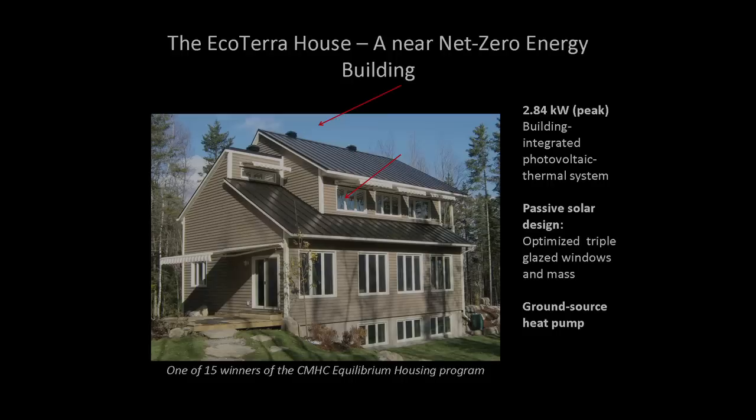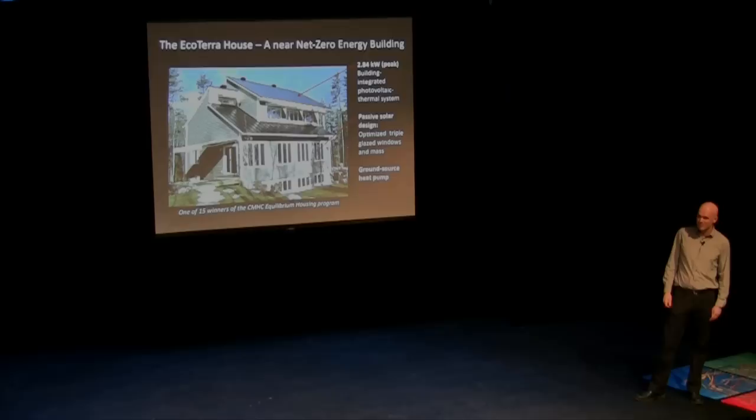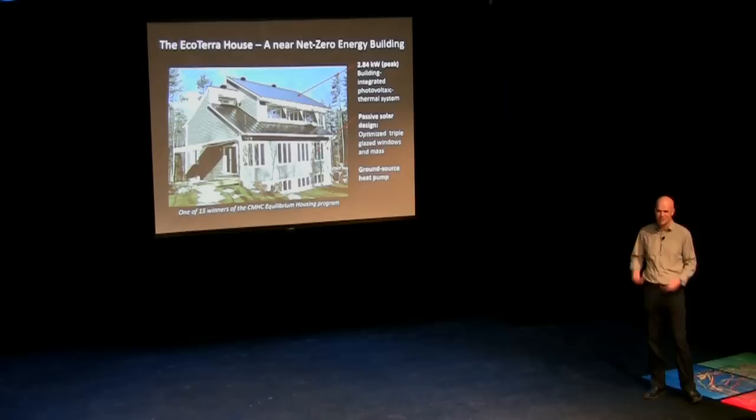And so this is the Ecoterra house, and it's a near net zero energy house, which means it offsets the bulk majority of its energy use with renewable energy. In this case, it's using a large solar system. And so this solar system not only collects electrical energy, but it also collects thermal energy, and that thermal energy goes down into the house where it's used to offset space heating and water heating.